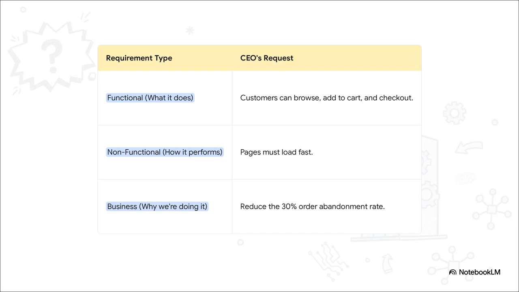So this is how that sorting happens. The analyst takes that whole stream of consciousness from the CEO and starts putting things into buckets. So when the CEO says customers need to browse products, that's a functional requirement. That's what the system does. When they say pages must load fast, that's non-functional. That's how it performs. And that bit about reducing the 30% of lost orders, that's the big one. That's the business requirement. The whole reason we're doing any of this.